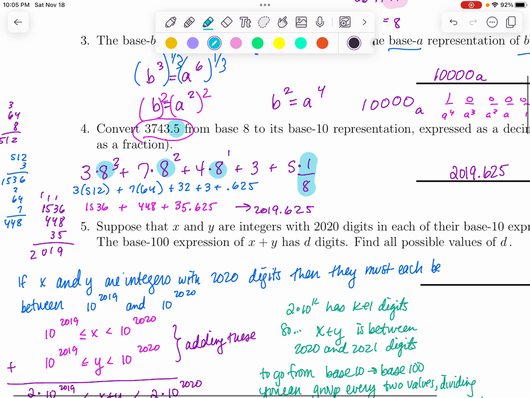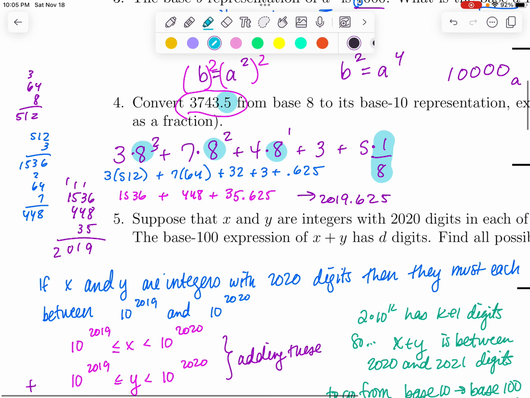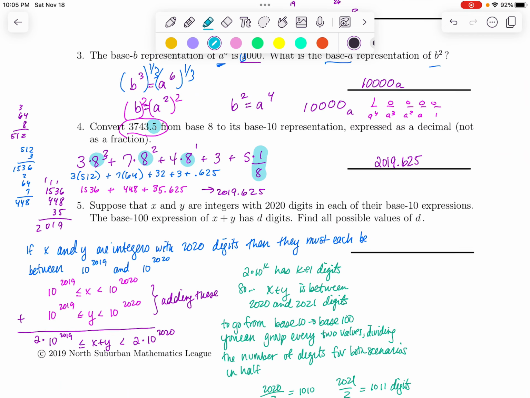And so now once we've figured this out, it's just a matter of doing the arithmetic. 8 cubed is 512, multiplying that times 3, we've got 7 times 64, and then figuring out 5/8, we know that 5/8 is 0.625. If you didn't know that, you could always do long division to get that decimal. And then we add them all together to get 2019.625.